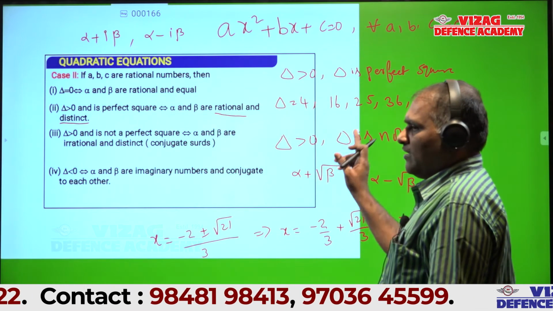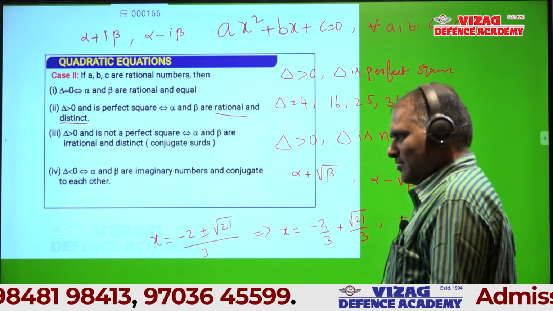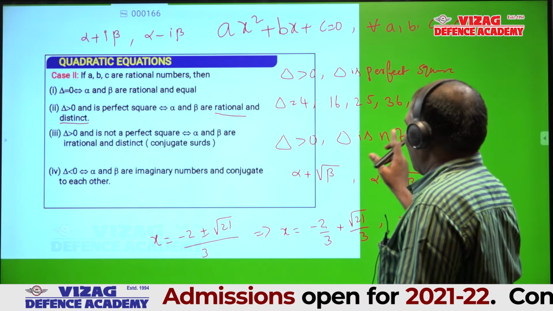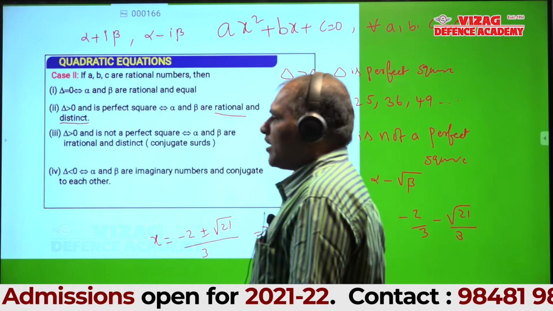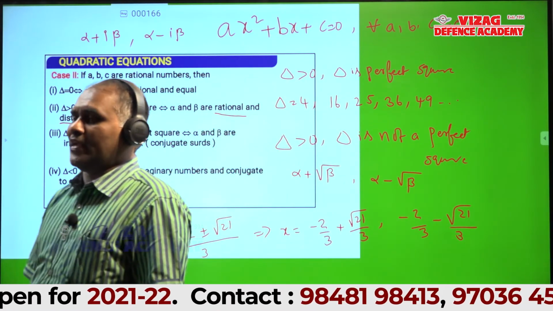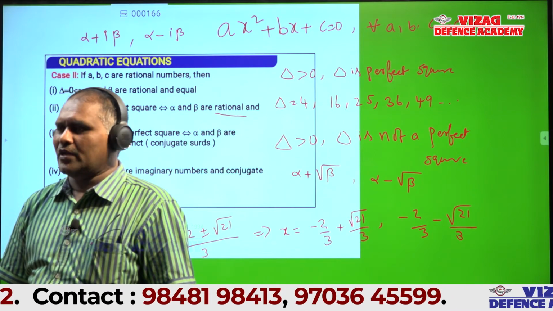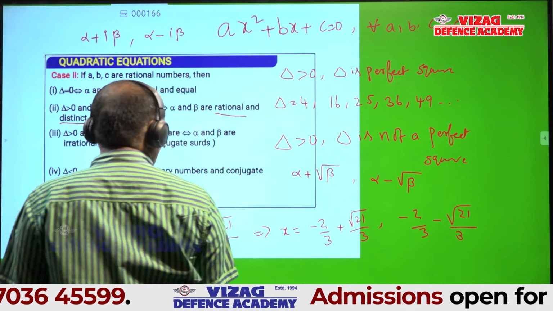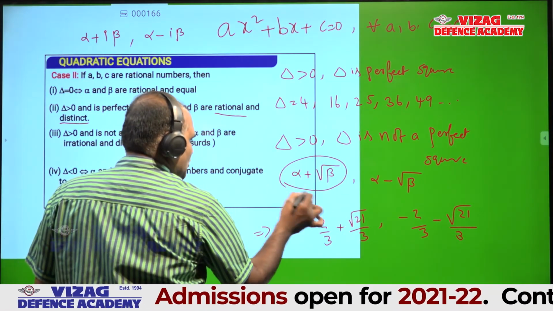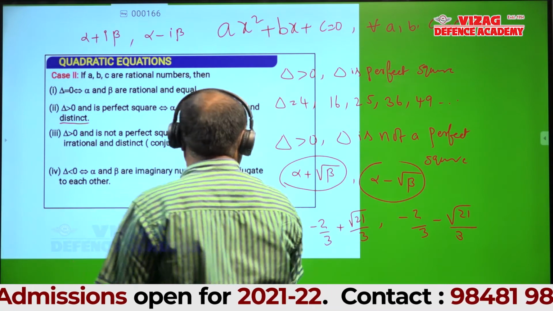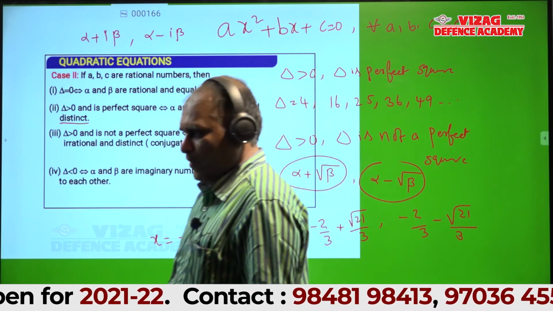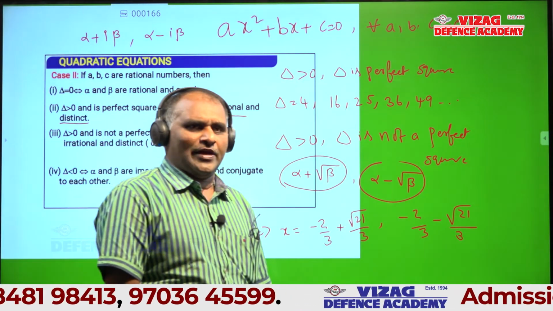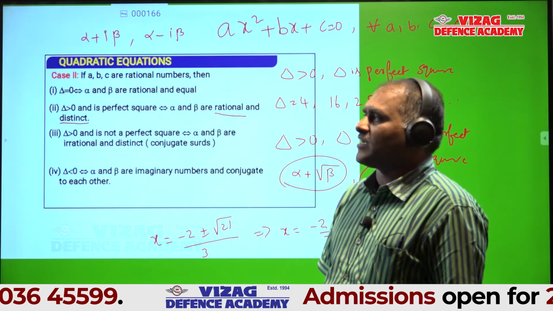First case: delta greater than 0, listen first. Delta greater than 0 and delta not a perfect square. What about the roots? Roots are irrational. Irrational roots are in the form of alpha plus root beta, and the other one is alpha minus root beta. That is the form.